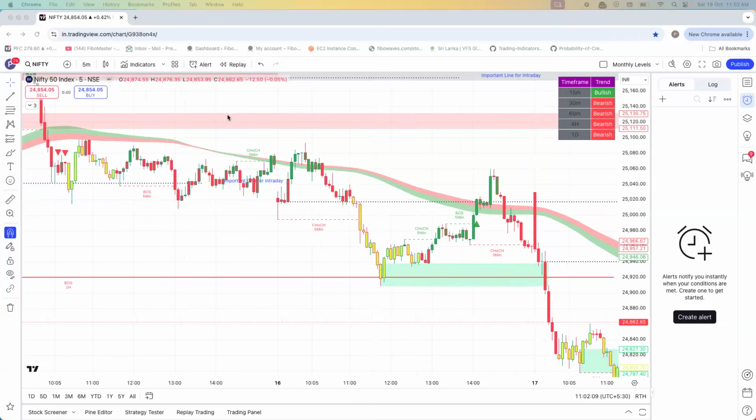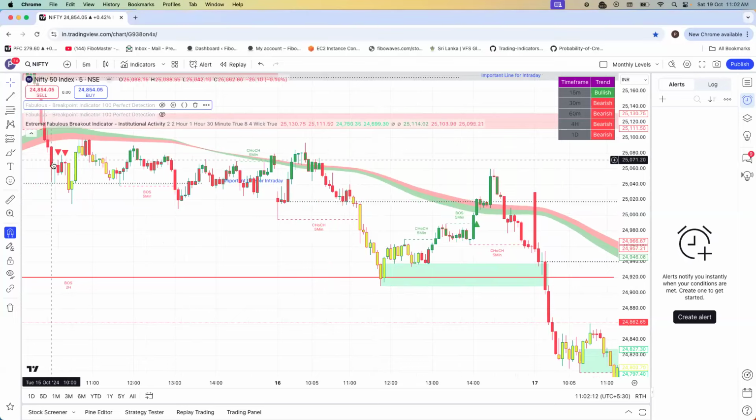If you go to indicators and add it from the indicator section, you'll find this indicator called Extreme Fabulous Breakout Point indicator. It has institutional activity written there, with all the functionalities of an institutional player: where they come in, where they go, where the money is put in, where the money is taken out. Everything is internally calculated and then shown in the chart. Let's break down each and every step. Each part of the Extreme Fabulous Breakout Point will be separated into different stages, and we'll talk about each as a different scenario.